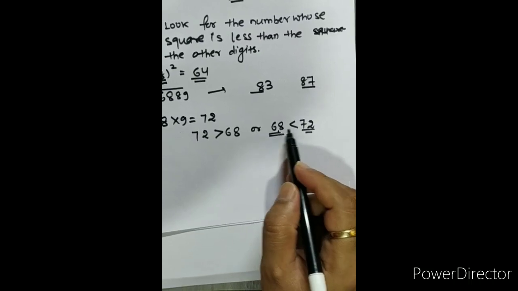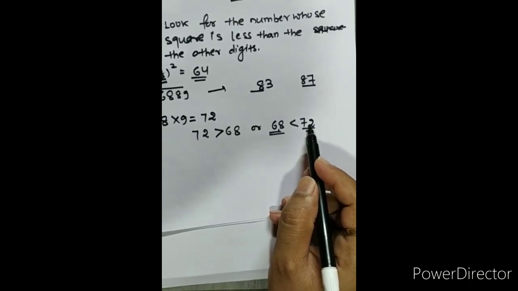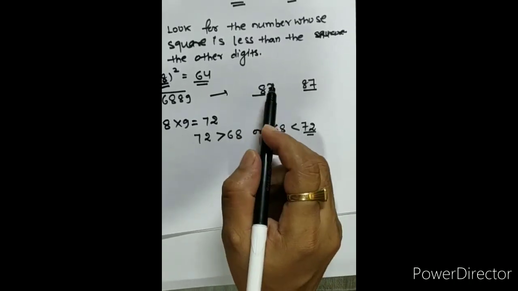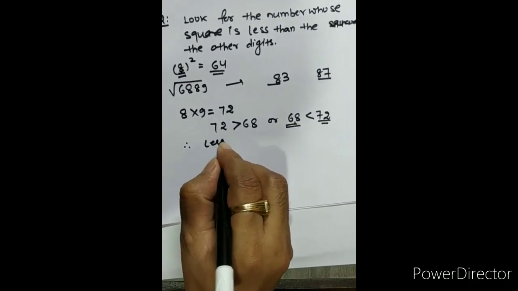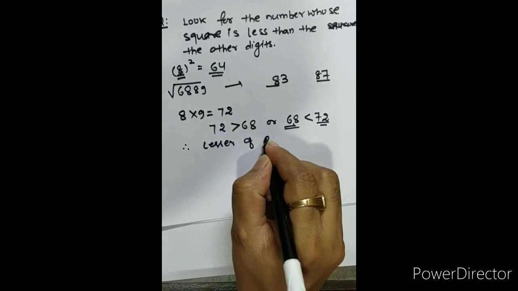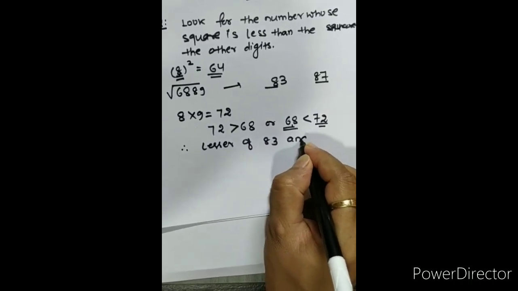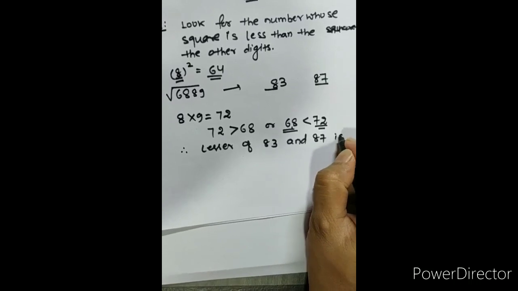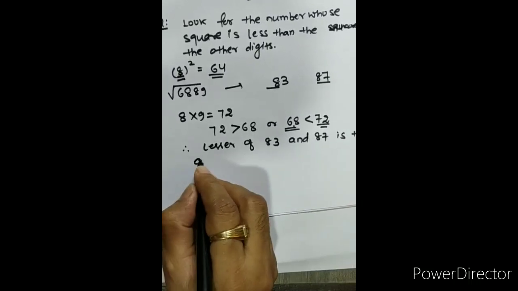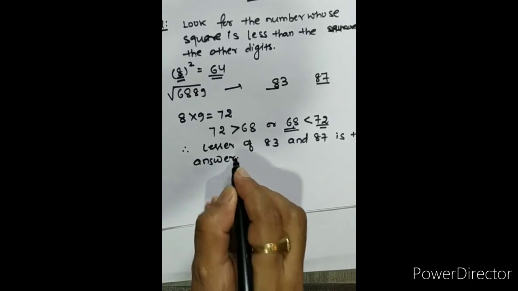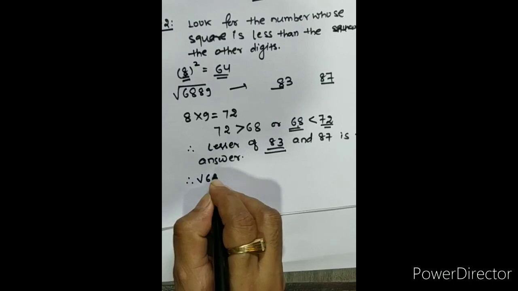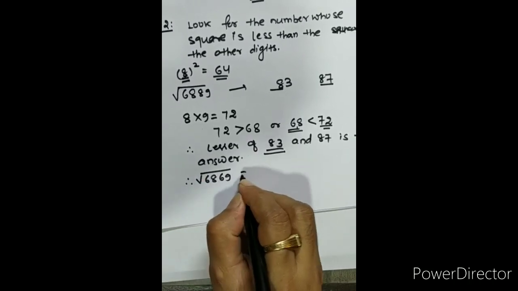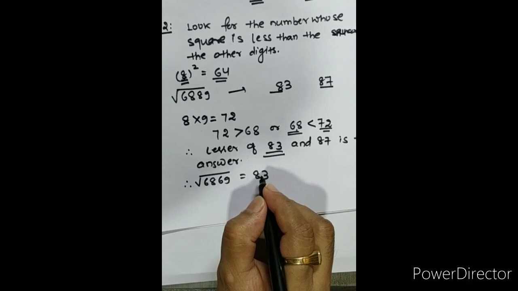As 68 is less than 72, out of the two numbers, the lesser of 83 and 87 is the answer. Which is less? 83 is less. So I can say the square root of 6889 is equal to 83. Yes, you are right.